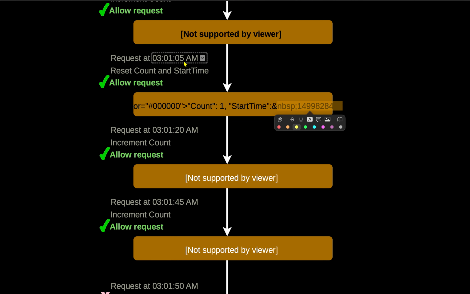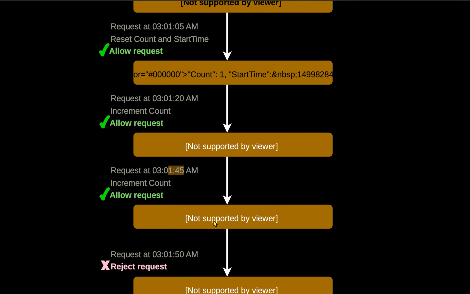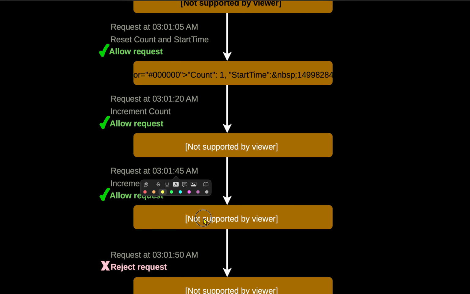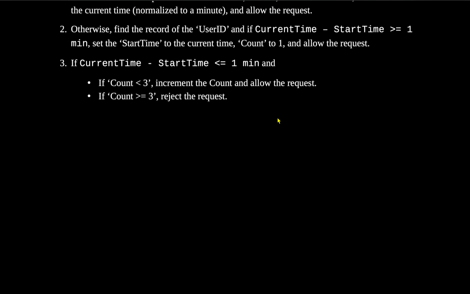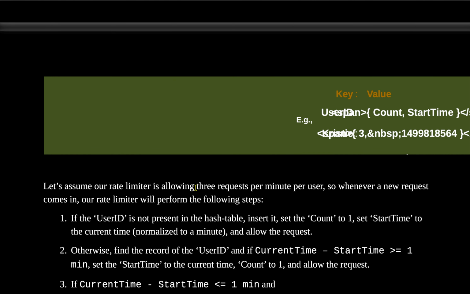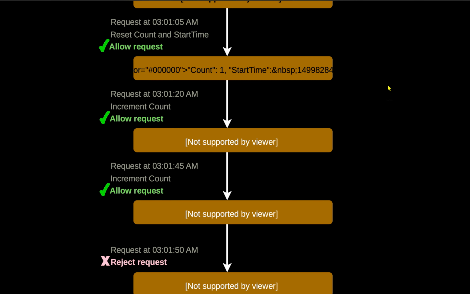Now 1.05, I saw 1.2, 1 minute has not passed yet, so count is incremented to 2. 1.2 to 1.4, 1 minute has not passed yet, so count is incremented to 3. 1, 2 and 3, yeah, count is now 3 over here. And next it comes in, 1 minute has not passed yet, but I have already hit the count of 3, so I will not allow the next one, because we wanted 3 requests per minute per user. So the user was Christy, and for her we saw all of this.